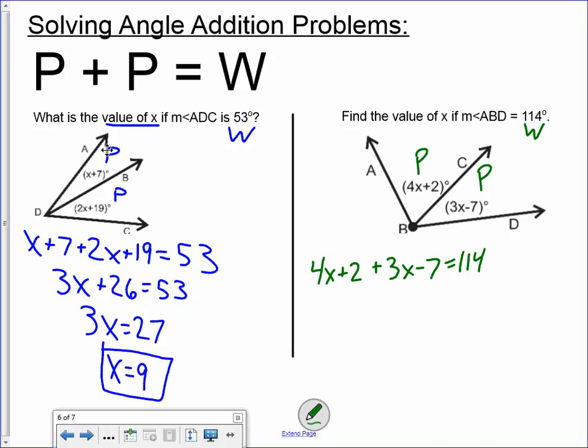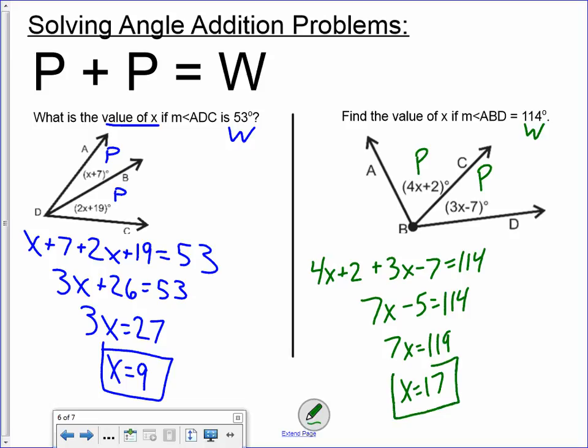4x plus 3x is 7x. 2 minus 7 would be a minus 5. Add 5 to both sides, you get 7x equals 119. Divide both sides by 7, x is equal to 17. Since the question asked for what is the value of x, that's my final answer.